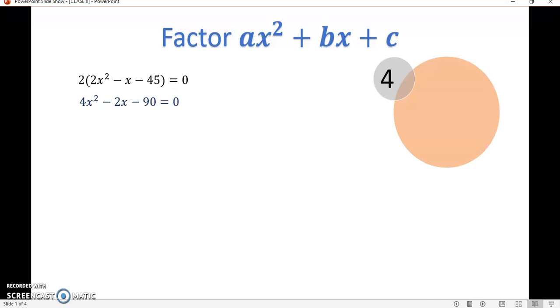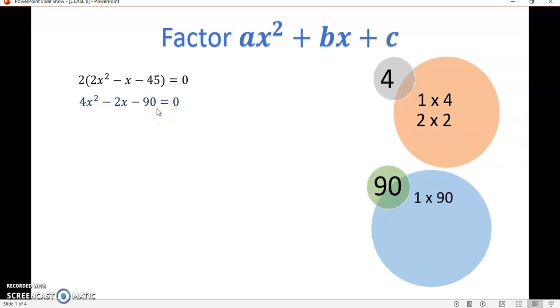Now, I'm going to take the factors of number 4 that are 1 times 4 and 2 times 2. And also, I'm going to take the factors of 90 that are 1 times 90, 2 times 45, 3 times 30, 5 times 18, 6 times 15, and 9 times 10.